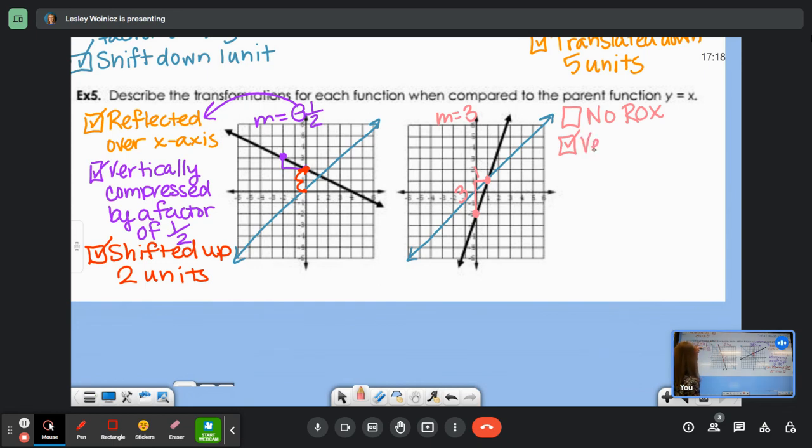That tells me I have a vertical stretch by a factor of 3. Okay, last but not least, you can see that my y-intercept is the point (0, -2). That tells me that I have a shift down 2 units.